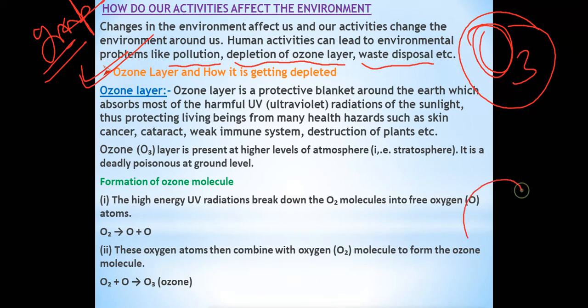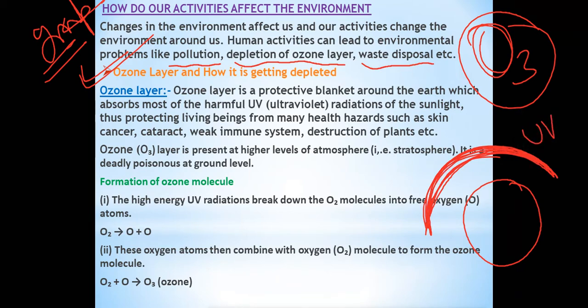Suppose this is our earth, and around that one ozone layer is there, which is present in the atmosphere. This ozone layer protects us from the harmful UV radiation of the sun. It acts as a blanket for us, which protects us from the harmful UV rays of the sun. See, the ozone layer is a protective blanket around the earth which absorbs most of the harmful UV rays of the sunlight. Suppose over there the sun is there.